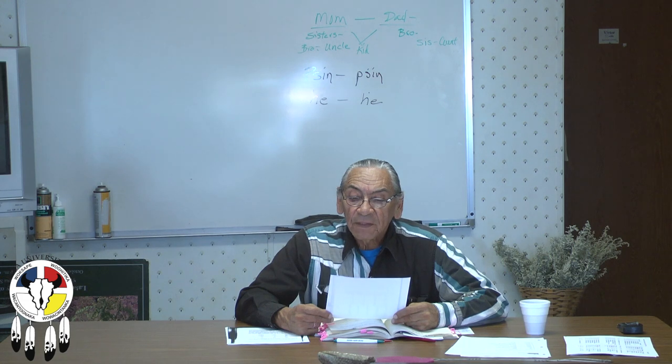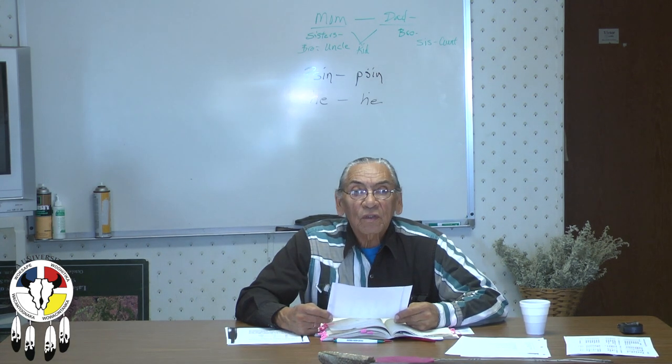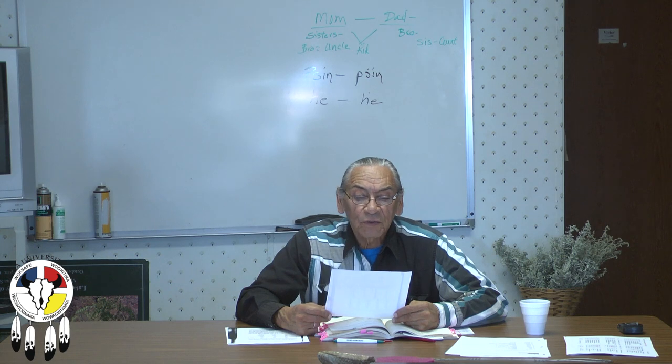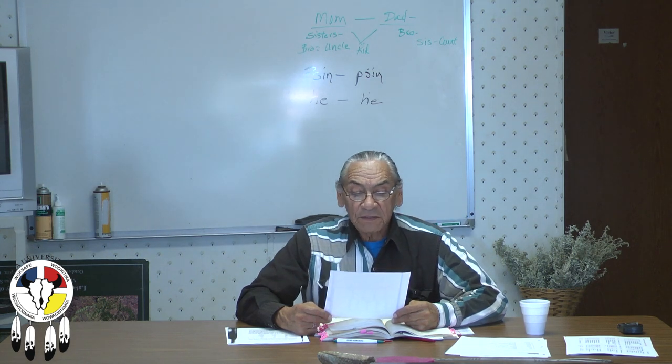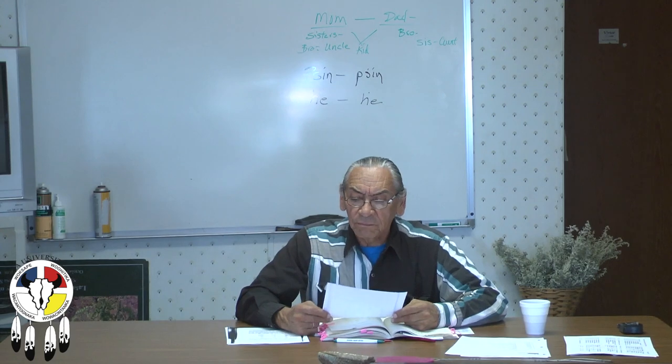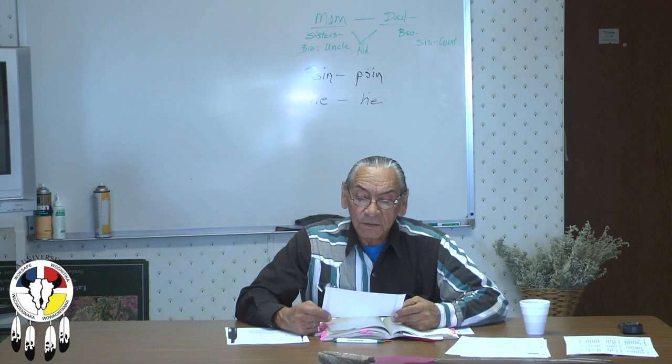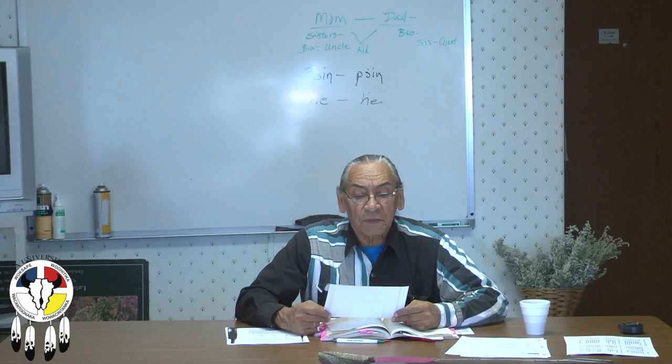Kte, kti, kto, ktu, and then kta, kti, and ktu. Okay, that's just to practice how when you see those alphabets all together, how do you sound them?